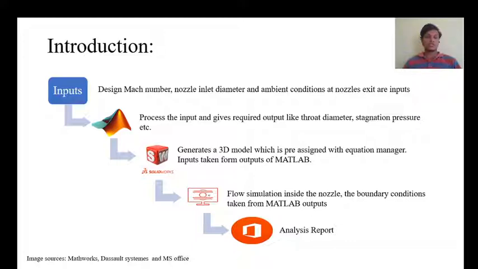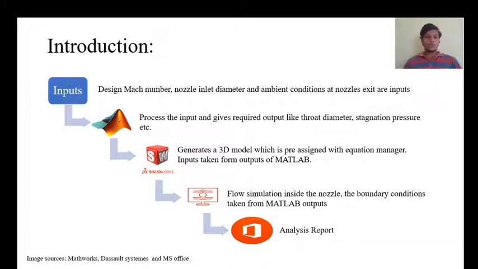The results that come as output from the flow simulation should be equal, or approximately equal, to the inputs that we have given to the MATLAB program. That means it is a reverse validation. The flow conditions as boundary conditions are the output of the MATLAB GUI. So the output of this CFD, whatever the nozzle output Mach number or nozzle output stagnation temperatures or different parameters, should be equal to the inputs we have given. So that's how we are validating here.